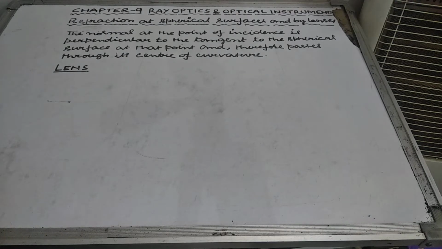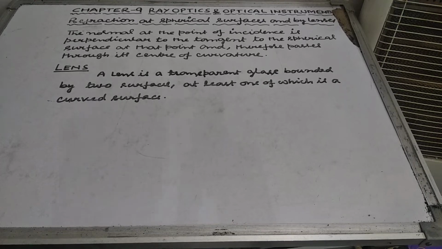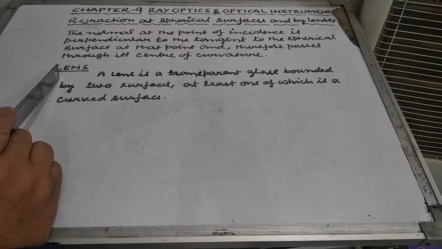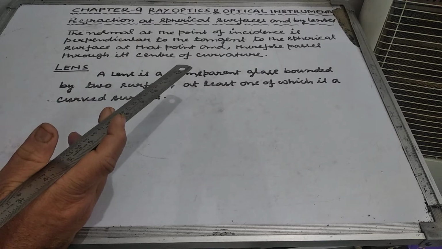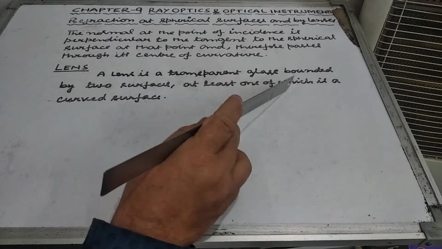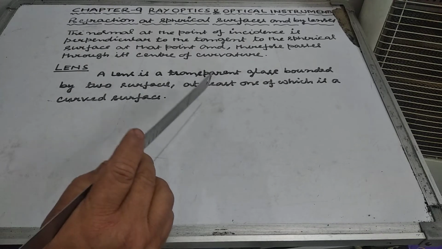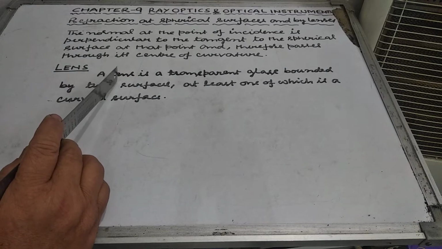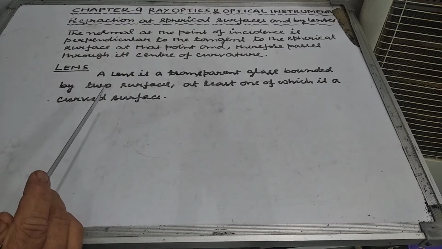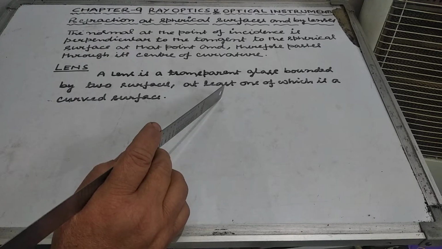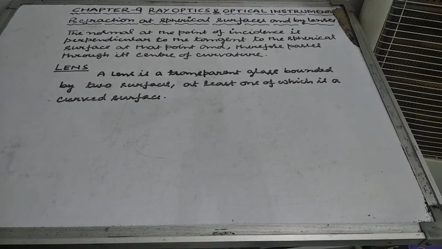Now, what is a lens? Actually, we are going to discuss refraction through lenses. A lens is a transparent glass bounded by two surfaces, at least one of which is a curved surface.